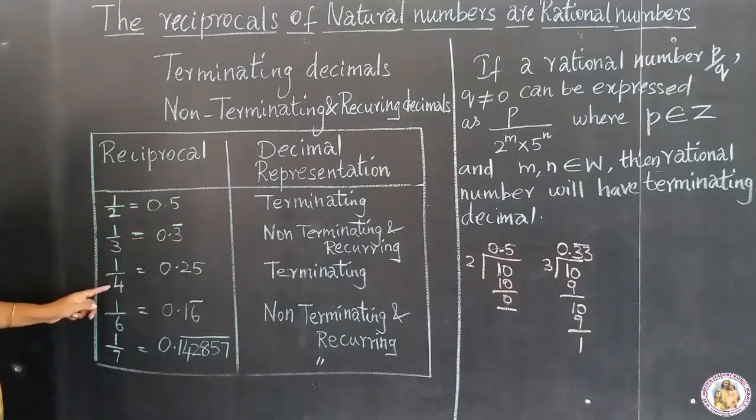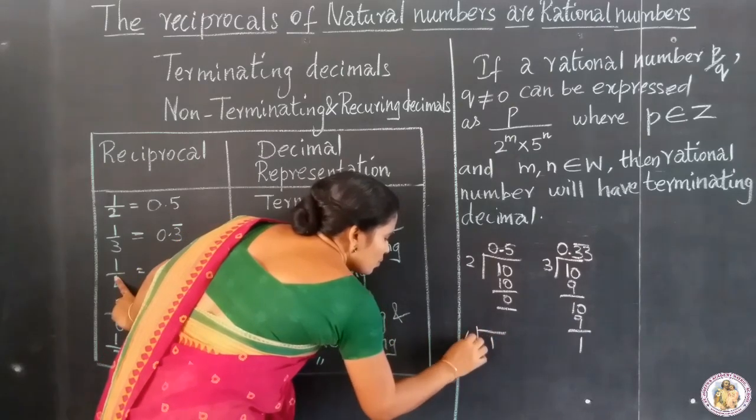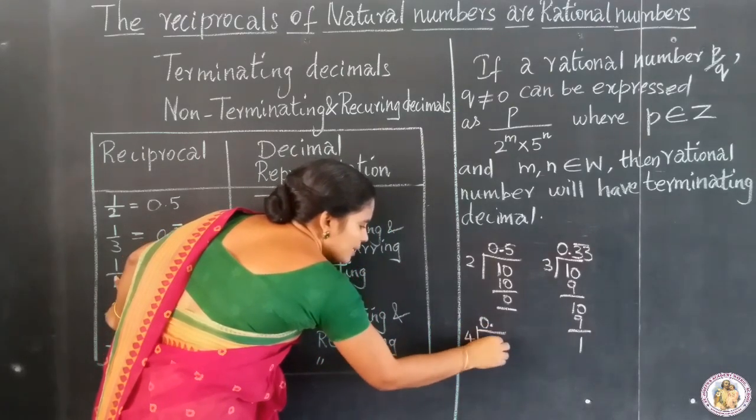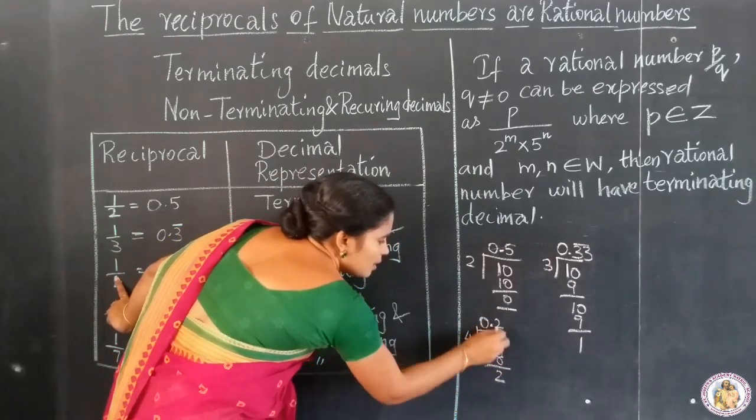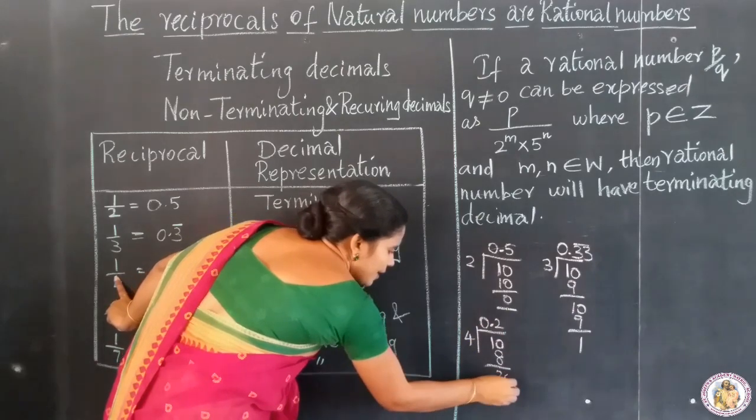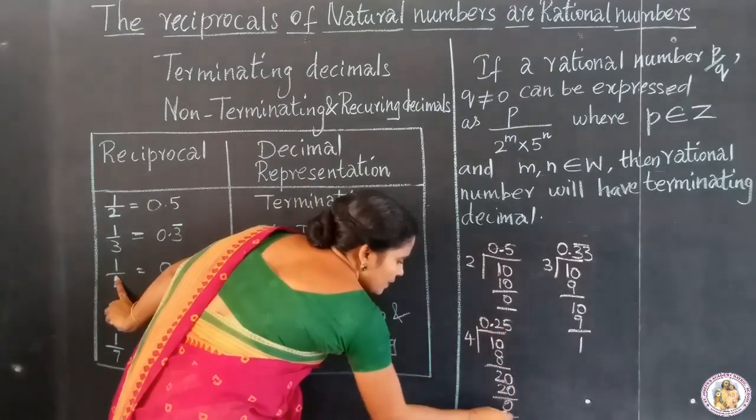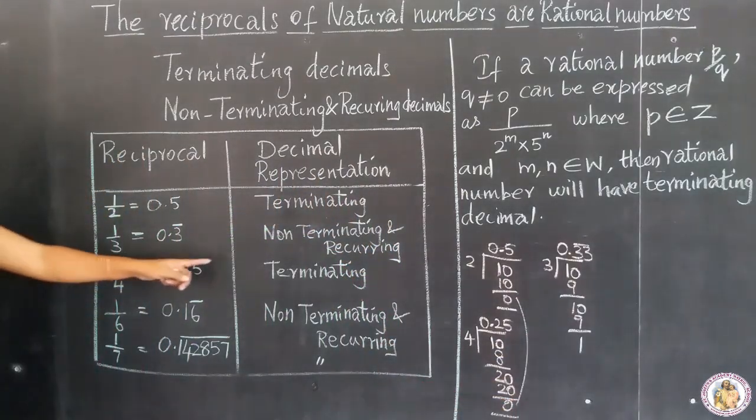And the next, 1 by 4. If you divide 1 by 4, again 0, keep the decimal, add 0, 4 2s are 8, remaining 2. Already we have the decimal here, add 1 0, 5 4s are 20. So we get 0.25. Okay, so it is terminating.